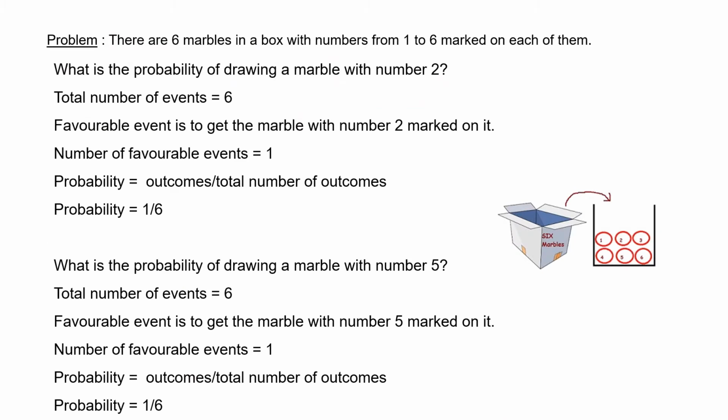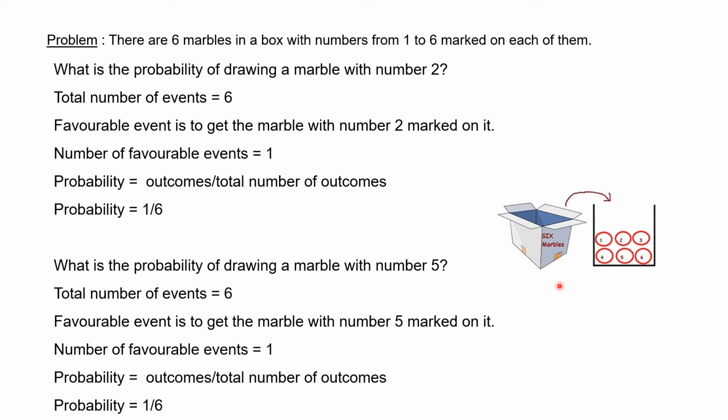Let us see one more problem. There are 6 marbles in a box with the numbers 1 to 6 marked on each of them. What is the probability of drawing a marble with the number 2? That means in the box 6 marbles are there and they are numbered 1 to 6. One marble has number 1, another 2, another 3, like that 4, 5, 6. When we take any one marble, what is the probability of drawing marble 2?